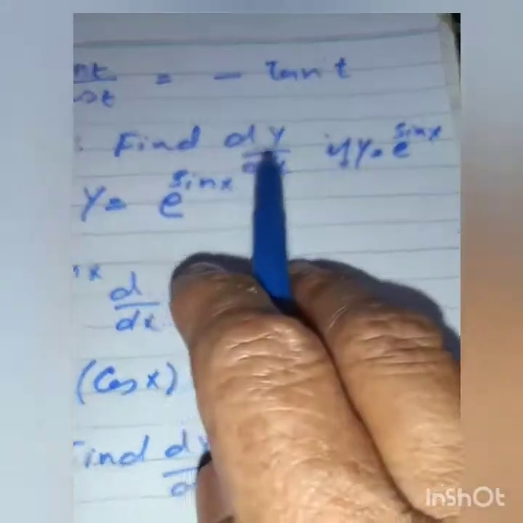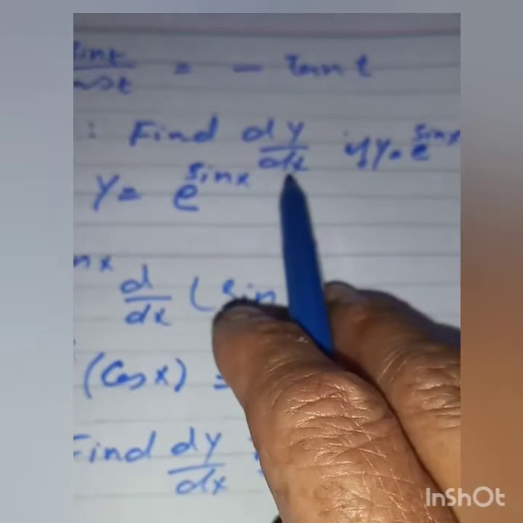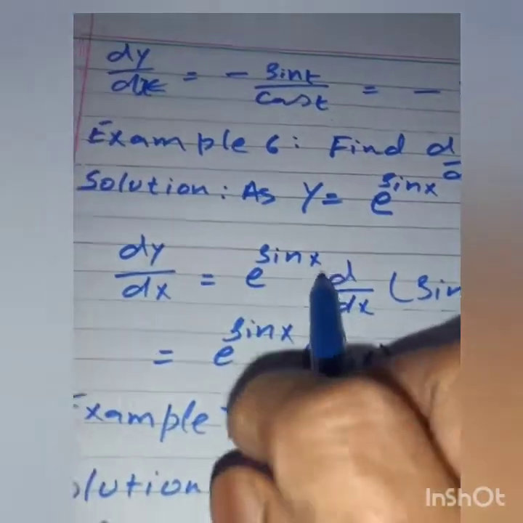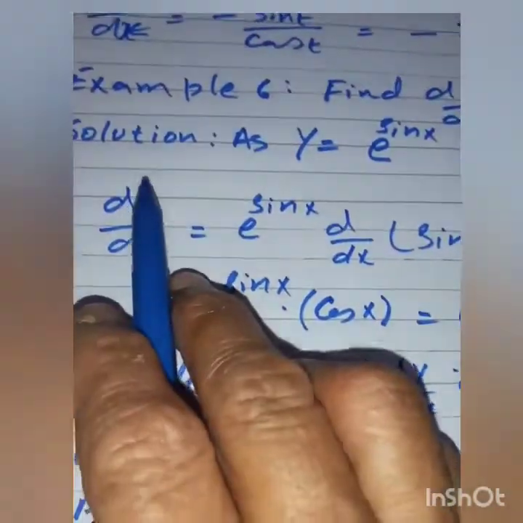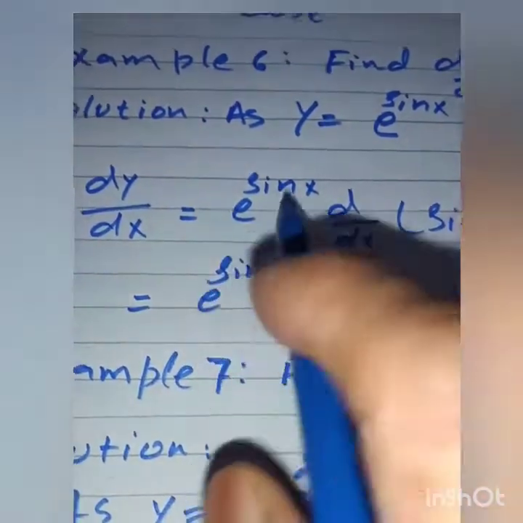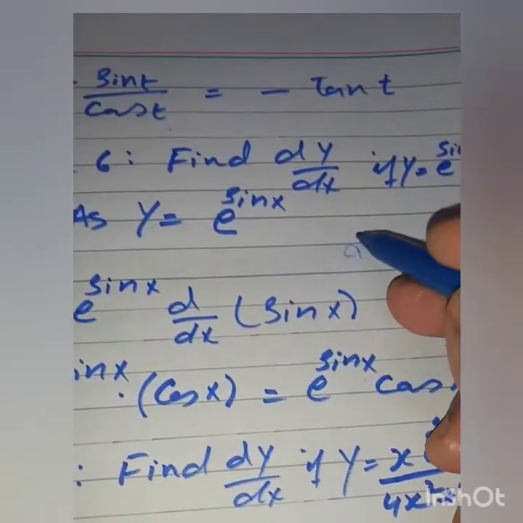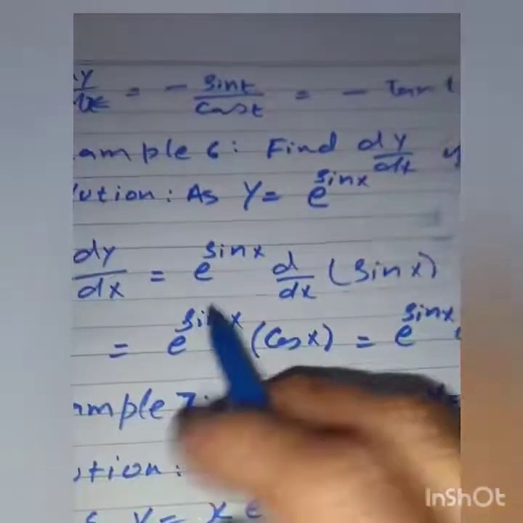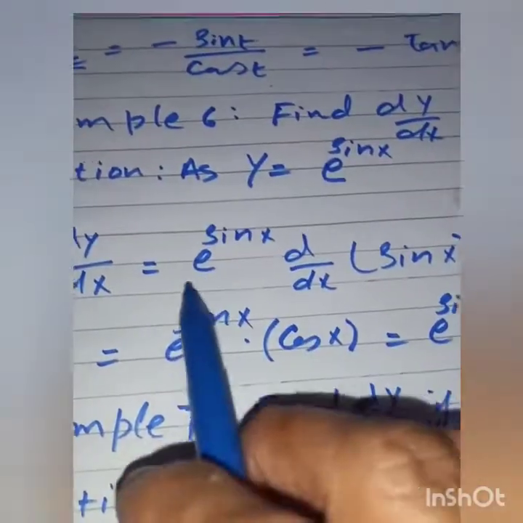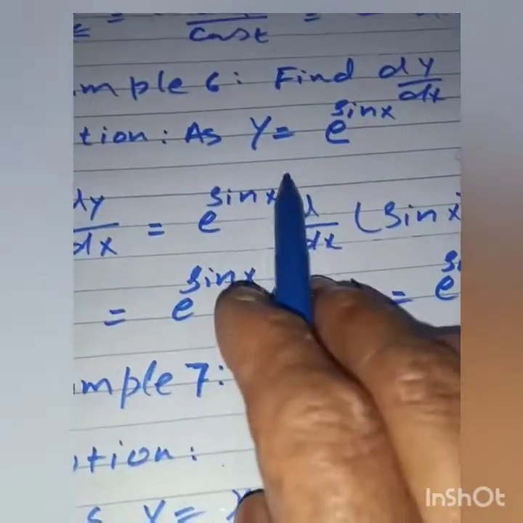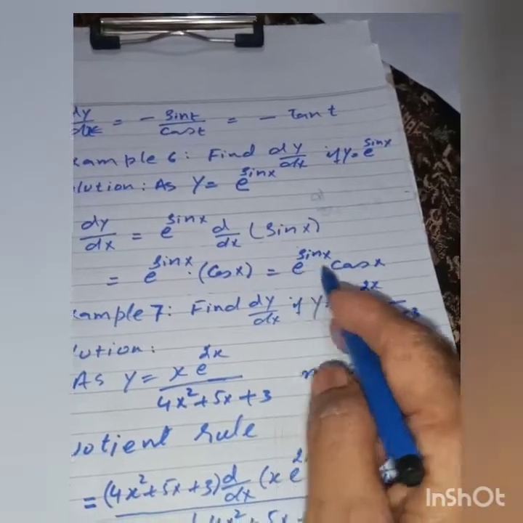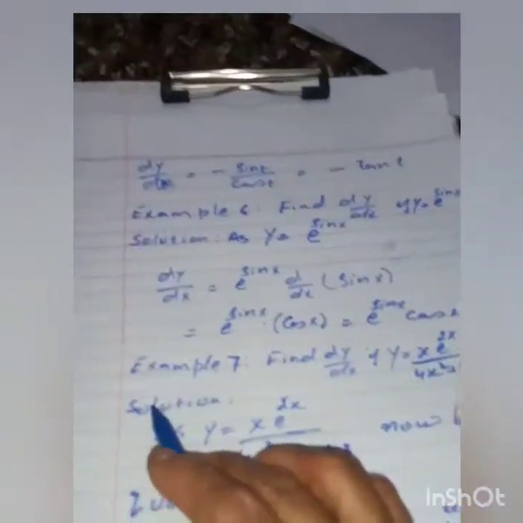Example number 6. Find out dy by dx if y is equal to e to the power sin x. Solution: as y is given as e to the power sin x, then dy by dx is equal to e to the power, as we know that d by dx of e to the power x is equal to e to the power x. So when taking the derivative of e to the power sin x, we get e to the power sin x, and d by dx of sin x will be equal to e to the power sin x into cos x. This is your answer.